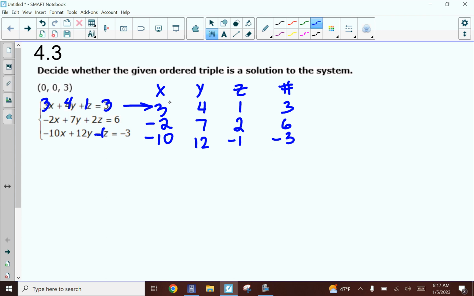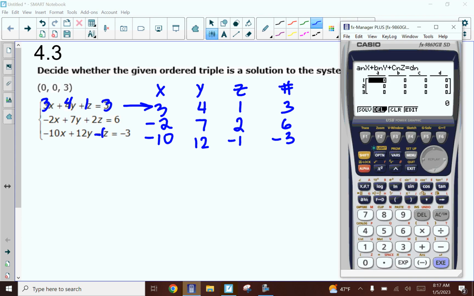So now we just go into the calculator and type it in. You have to be real careful when you type it in because one mistake could make the whole thing wrong. So we put in 3, 4, and we just hit execute each time. And then we hit 1, 3, and then -2, 7, 2, and then 6, and then after that is -10. Then we have 12, followed by -1 and -3. I would advise you to do a quick double check.